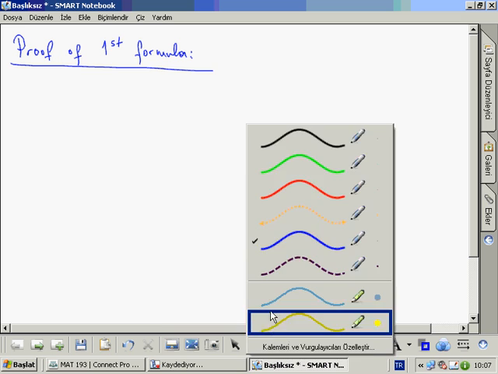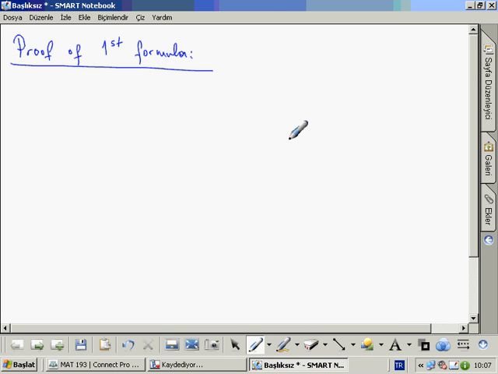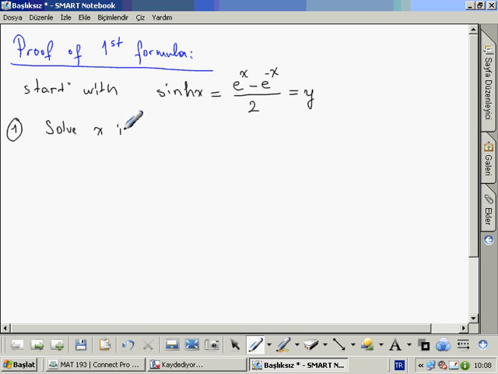Okay. Start with sinh x equals (e to the x minus e to the minus x) over 2, and it equals y. First, solve x in terms of y.